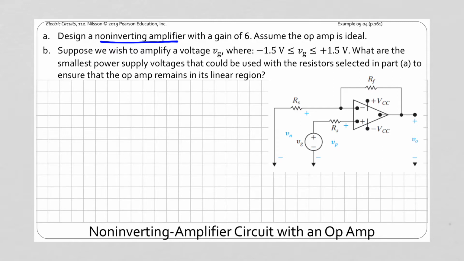We just saw that the gain for a non-inverting op-amp is thus. And so if we want a gain of 6, that means that this value here has to equal 6. So if we're trying to pick two values of RS and RF to get us this behavior, we need to simplify that relationship between them a little bit more.